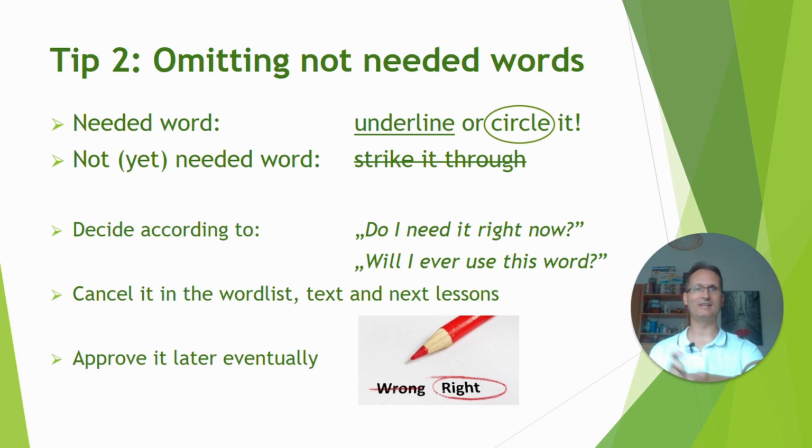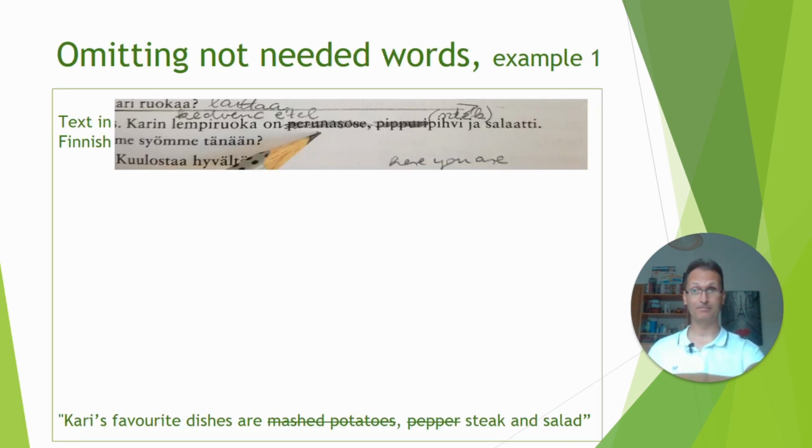Okay, and after this theory part, once again, the examples. The example comes from Finnish, where I have the following sentence. Kari's favorite dishes are mashed potatoes, pepper steak and salad. In Finnish it would sound like Karin lempiruoka on perunasauce, pippuripihvi ja salatti.